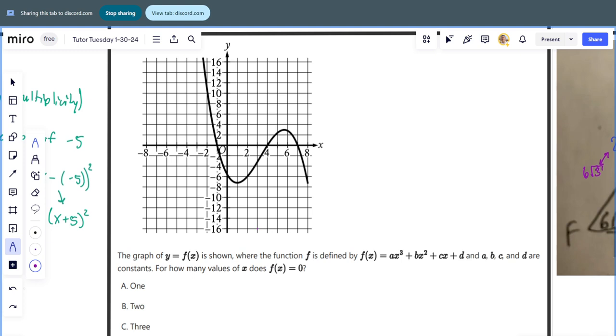All right, we got a lot of answers. That's good. C or A? Well, let's think here. It gives us this long equation, ax cubed plus bx squared plus cx plus d. We don't need this actually. That's just saying that this is a cubic function. And then it gives us the graph. The graph is the most important thing. It's saying for how many values of x does f of x equal 0?